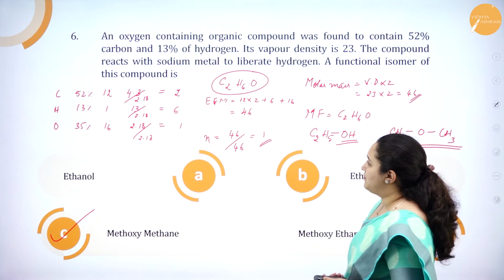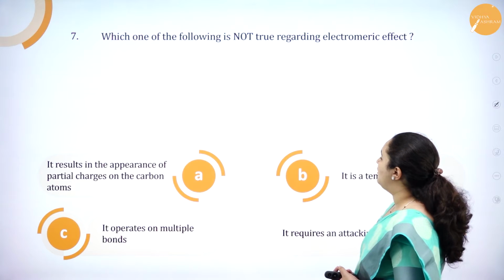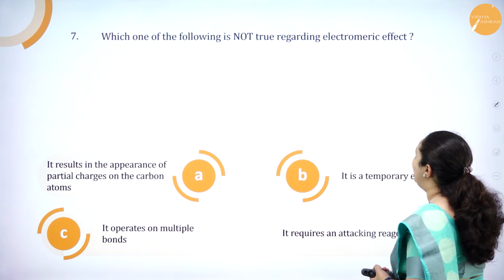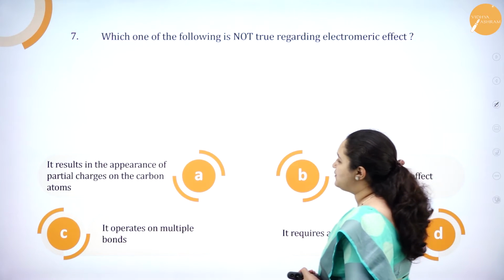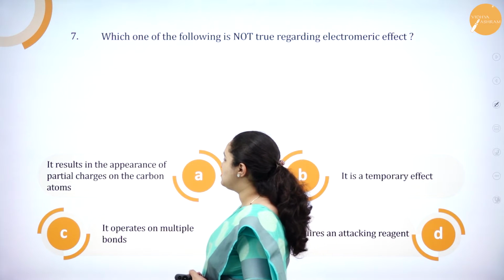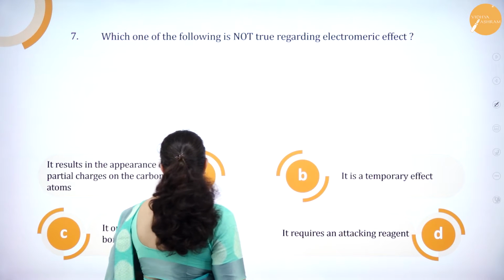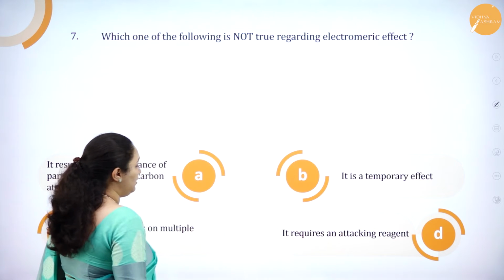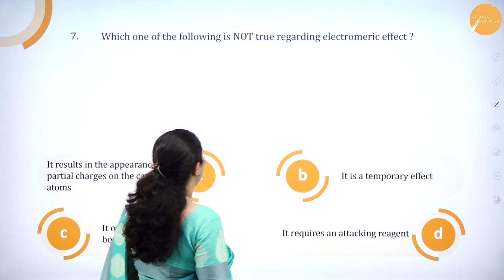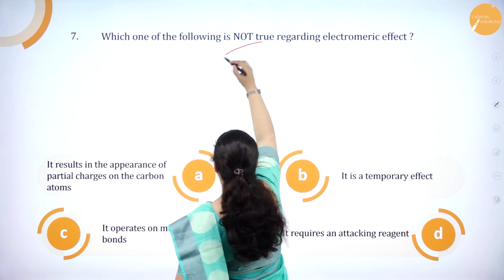Next one. Which one of the following is not true regarding the electromeric effect? Option A, it results in appearance of partial charge on the carbon atom. It is a temporary effect. It operates on multiple bond. It requires an attacking agent. They are asking which is not correct.